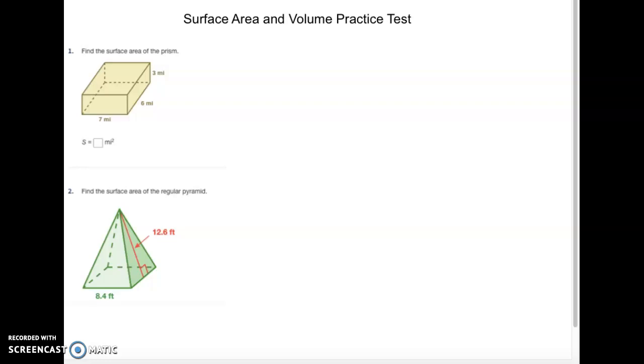I'm going to go through the surface area and volume practice test. If you check your work and go back to the answers you got wrong and use this to study, you should be prepared for our test next class.